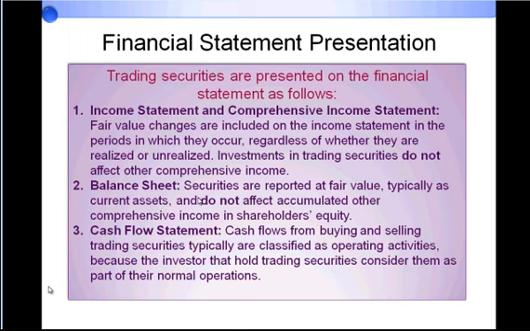The balance sheet, again, the securities are reported at fair value right on the core part of the balance sheet. They're not going to affect that accumulated other comprehensive income, which is part of shareholders' equity. Again, that's going to be another type of statement altogether. That's the available for sale that mess with those comprehensive income portions.